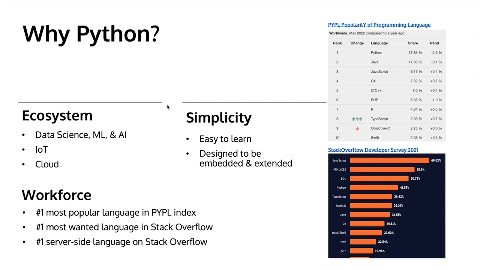It's the #1 language on the PYPL, or Popularity of Programming Languages, chart, whose methodology involves basically looking at Google searches for languages. In addition to that, it's the #1 most wanted language in Stack Overflow, which is a developer survey that goes out every year and asks specific questions to real people. And also in that survey, it turns out to be the #1 server-side language.